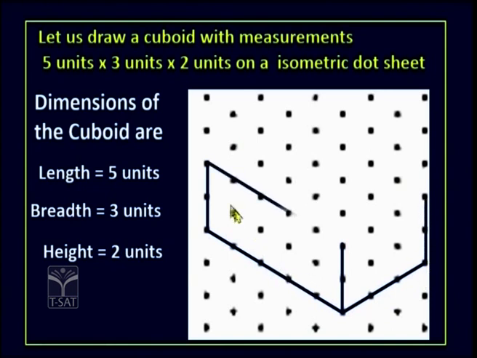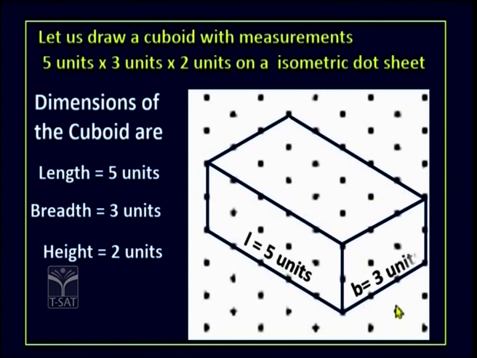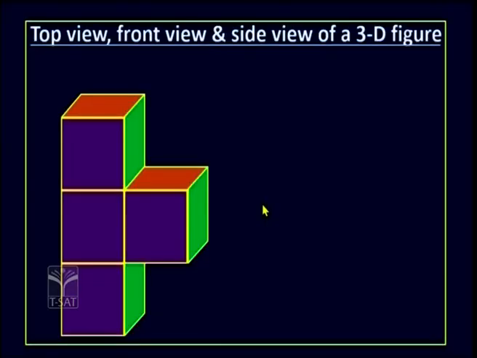Now, we have to draw a line parallel to this length, parallel to this breadth, again parallel to this breadth and parallel to this length. Now, we got the cuboid, children, whose length is 5 units, breadth is 3 units and height is 2 units. Children, like this you can draw a cube or a cuboid, which is a 3D shape, on an isometric dot sheet with given measurements.